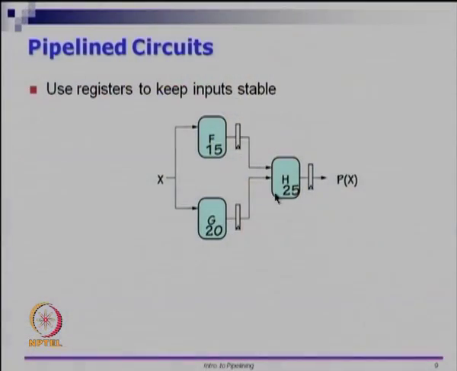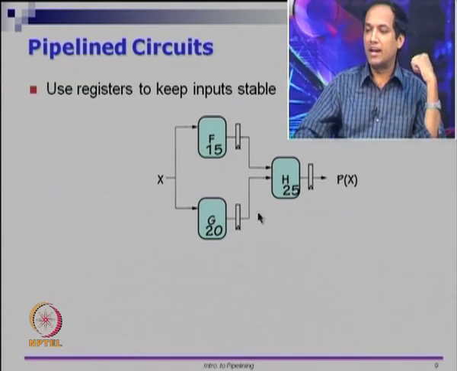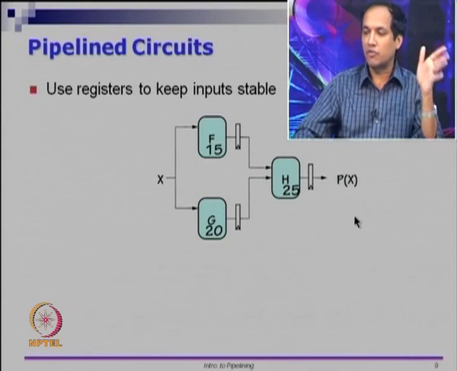So, let us see if we want to do it as a pipeline circuit, we are going to use registers and keep the input stable. In this example, we are assuming that F takes 15 units of time, G takes 20 units of time, and H takes 25 units of time. In the non-pipeline version, H will have to wait for whichever is delayed, F or G. So, it is 20 time units that G takes plus 25 time units that H takes. So, you have to wait for 45 time units. The TPD in the combinational setup is 45 time units.